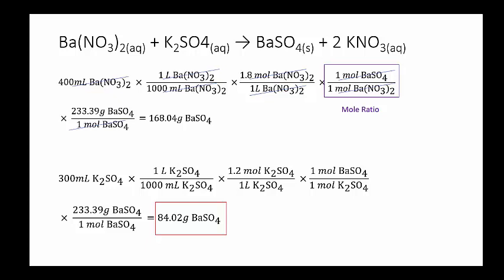Because what's going to happen after I have used up all of my potassium sulfate, I've made 84.02 grams of barium sulfate. I'm all out of potassium sulfate now. I don't have enough left to make up to 168.4 grams, which is what the barium nitrate would have let me make. So whichever one makes the least indicates which is the limiting reactant. So the potassium sulfate is the limiting reactant in this problem, making the barium nitrate the excess reactant in this problem. And now I can see that I'm going to be able to form 84.02 grams of barium sulfate, after which the potassium sulfate will run out and the reaction will stop.